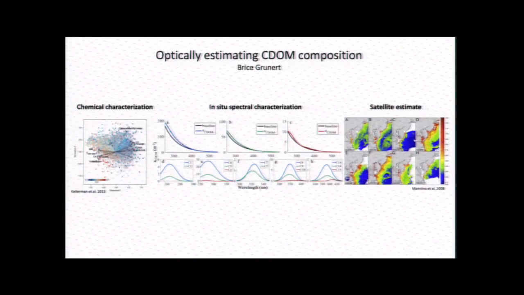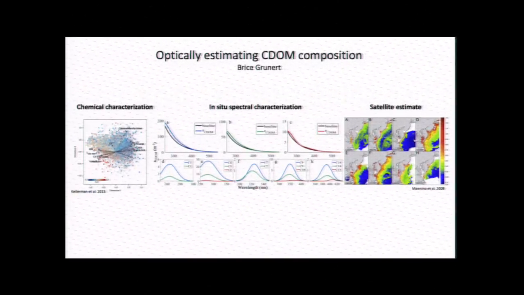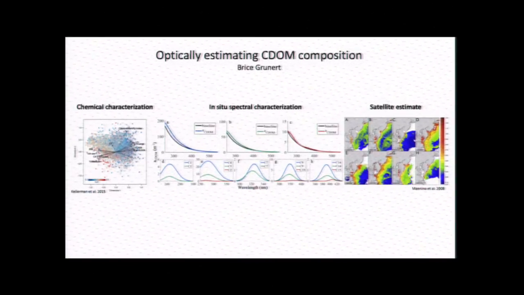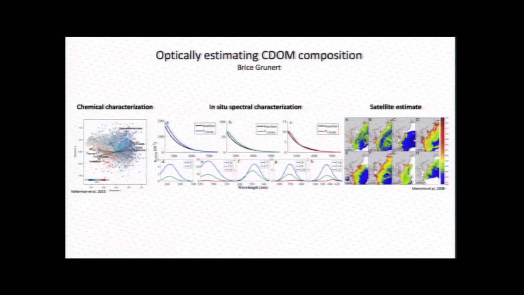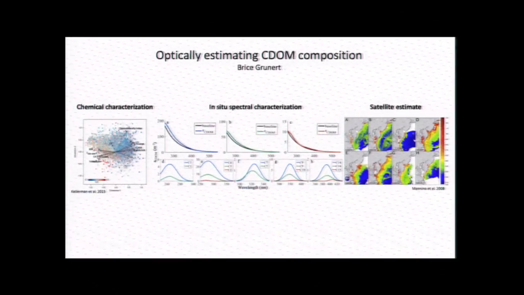I'm Bryce Grunert. I'm advised by Dr. Colleen Mao at URI. So I'm an optical oceanographer, and I'm really interested in estimating CDOM composition using both in situ optics and then also relating that to satellite.